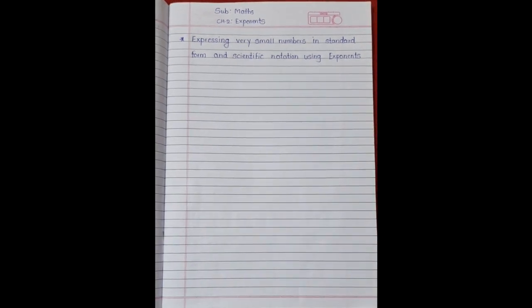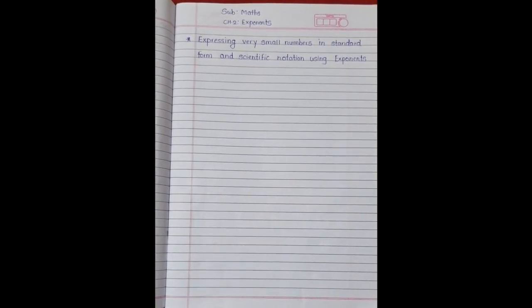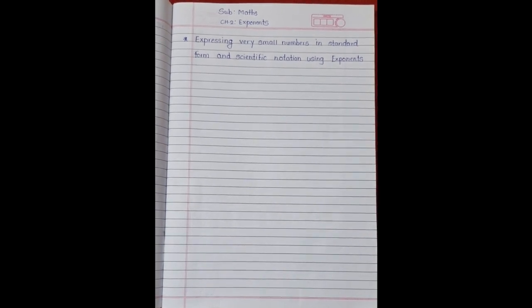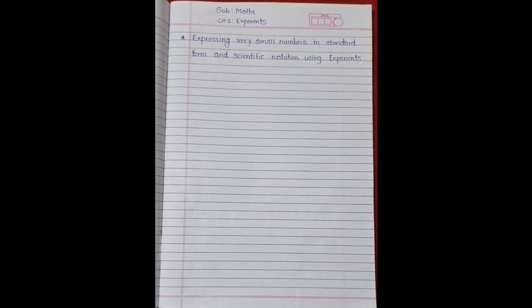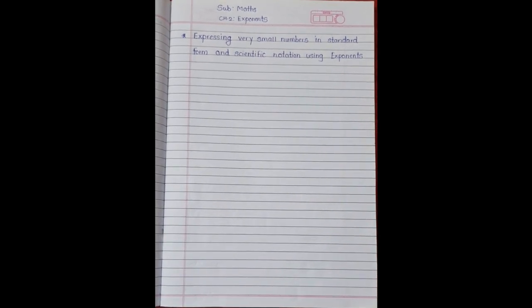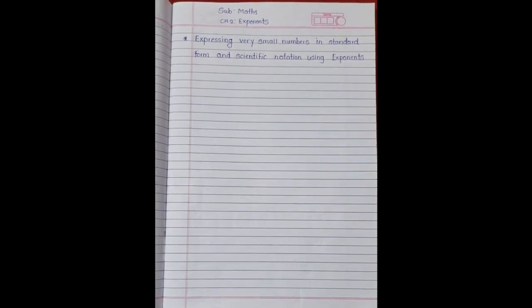A number is said to be in scientific notation if it is expressed as a product of a number between 1 and 10 and an integral power of 10. Means when any number is expressed as a product of a number between 1 and 10 and an integral power of 10, such a number is said to be in scientific notation.